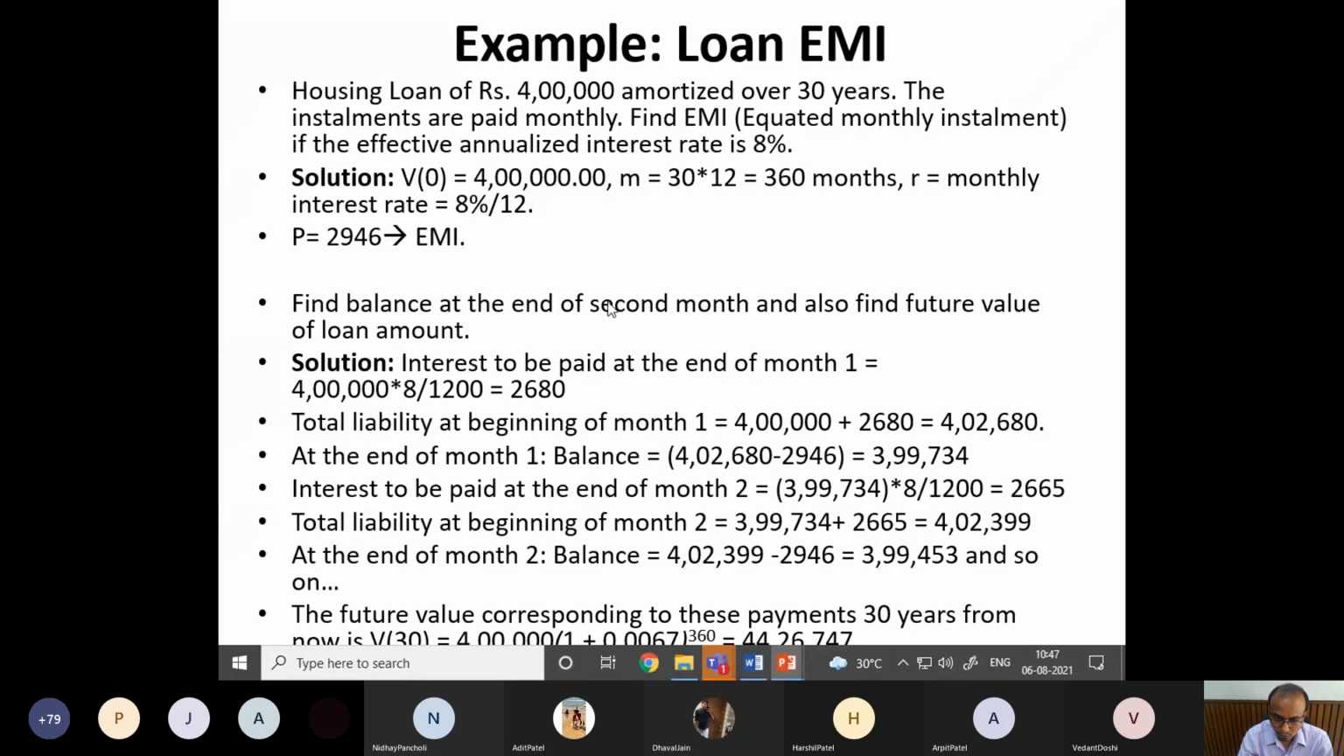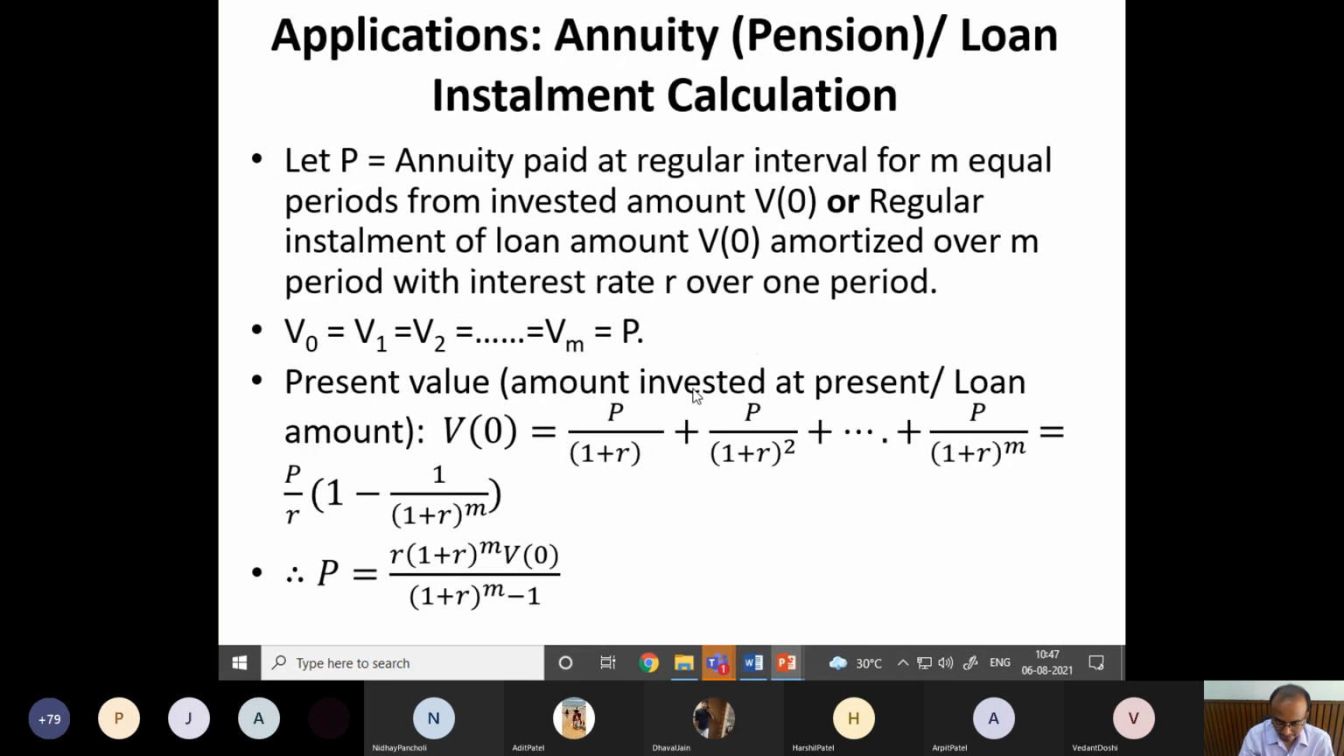Now I want to calculate the balance at the end of the second month, and I also want to find the future value of the amount. How can I proceed? How can I proceed? These are practical things, so if you answer, it will be better.